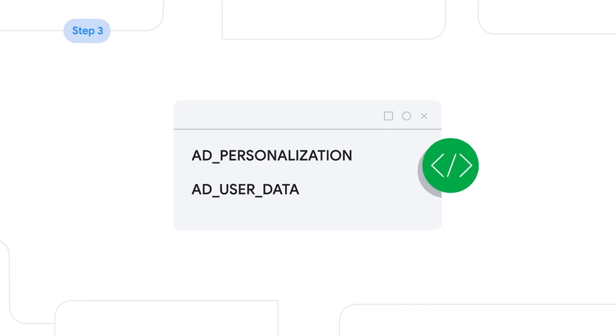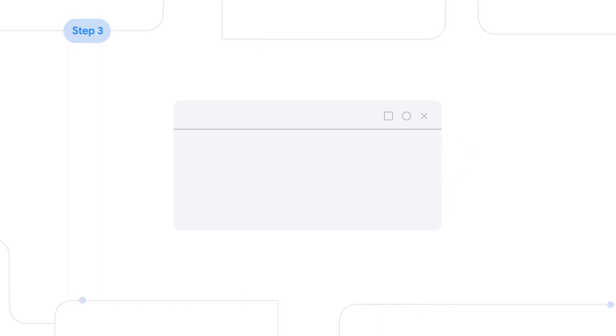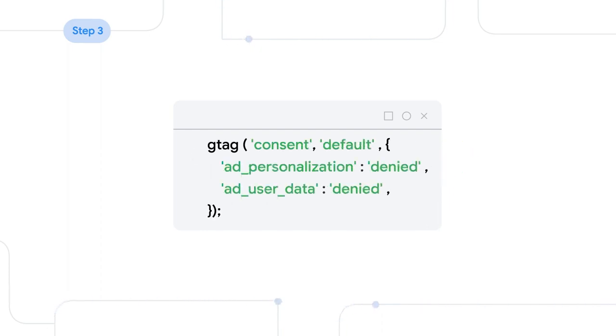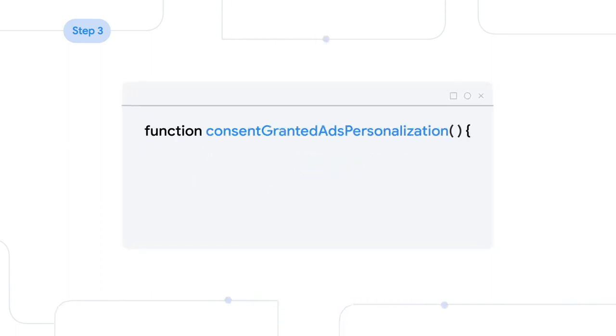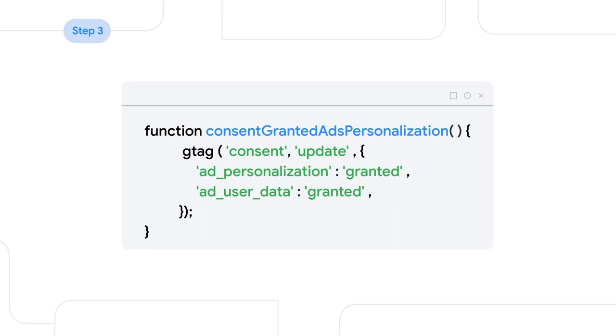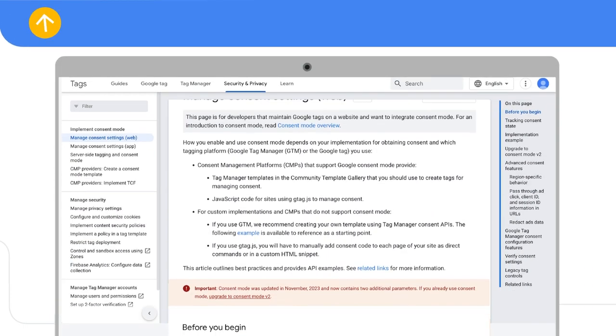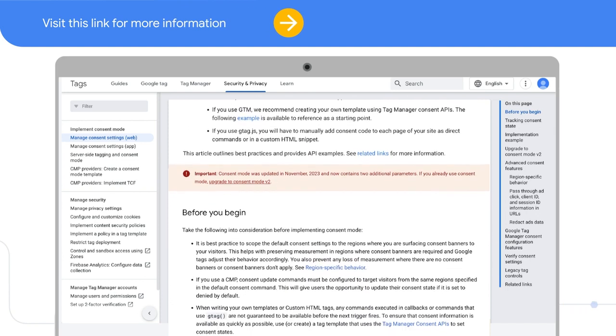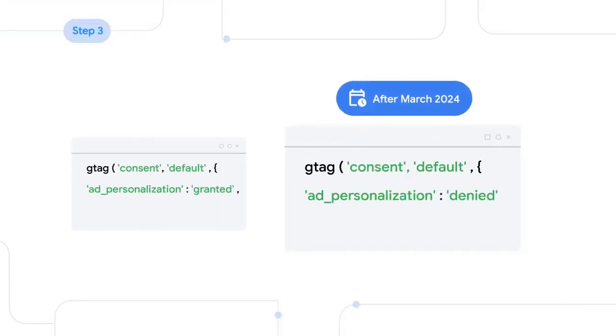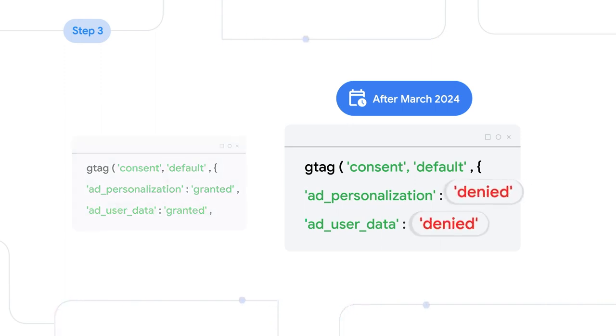To execute in-house, your developer team must set the ad personalization and ad user parameters. The recommended steps are: first, set defaults for the two parameters. Next, create a function to set the consent parameters, and then connect the function to the banner button. For additional details, refer to our developer site. After March 2024, the default setting will be consent denied, blocking any audience remarketing capabilities in the EEA.